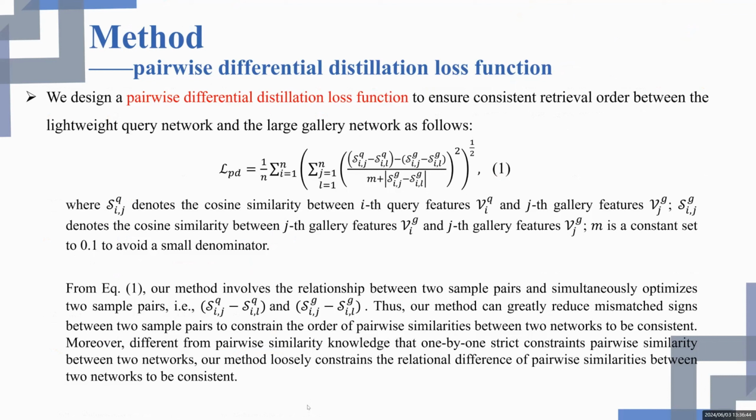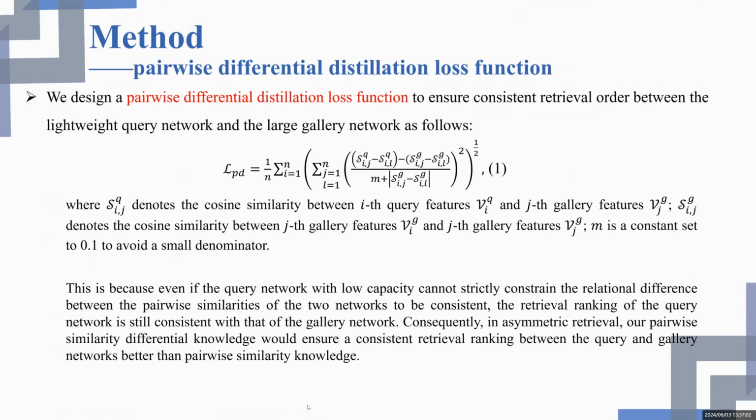Moreover, different from pairwise similarity knowledge that one-by-one strictly constrains pairwise similarity between two networks, our method loosely constrains the relational difference of pairwise similarities between two networks to be consistent. This is because even if the query network with low capacity cannot strictly constrain the relational difference between the pairwise similarities of the two networks to be consistent, the retrieval ranking of the query network is still consistent with that of the gallery network. Consequently, in asymmetric retrieval, our pairwise similarity differential knowledge would ensure a consistent retrieval ranking between the query and gallery networks better than pairwise similarity knowledge.